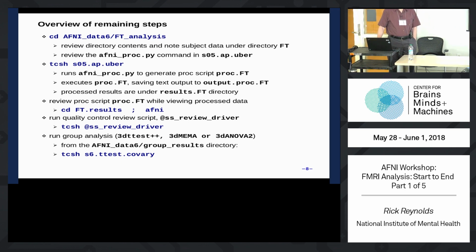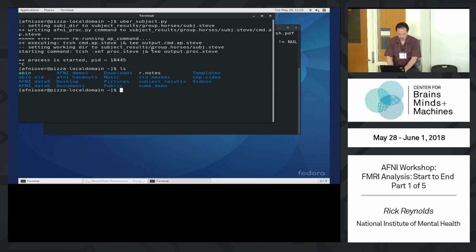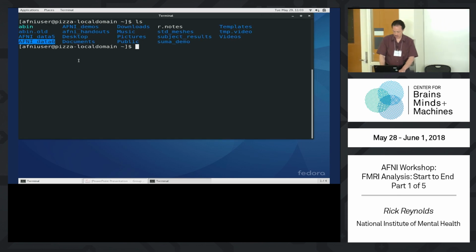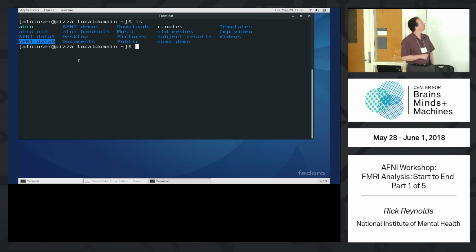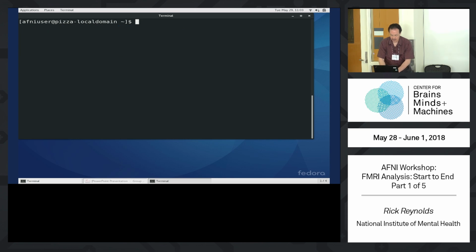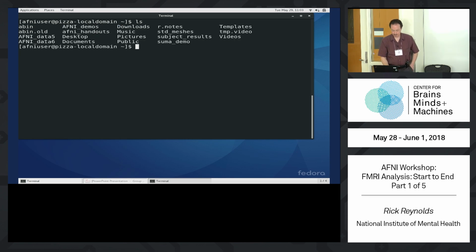So any questions before we get started with this? From my home directory, go into AFNI data 6 as you did before. Can you see the blue here, or should I get rid of that blue and just make it white? Is the blue readable? What are you nodding? Yes? Okay. So at least in this terminal. Okay.